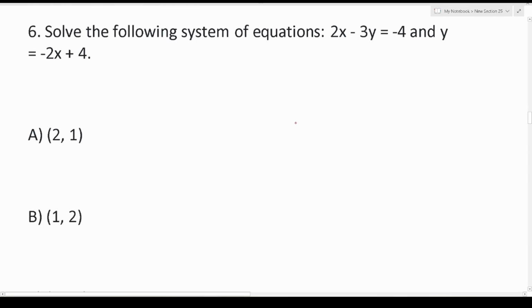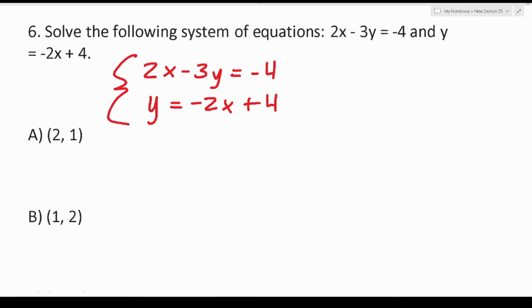All right, number 6 says solve the following system of equations. We have 2x minus 3y equals -4 and y equals -2x plus 4. I'm going to start by copying this one down. We have 2x minus 3y equals -4. And then we have y equals -2x plus 4. So this is our system of equations.